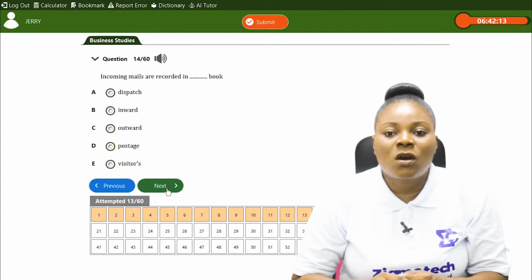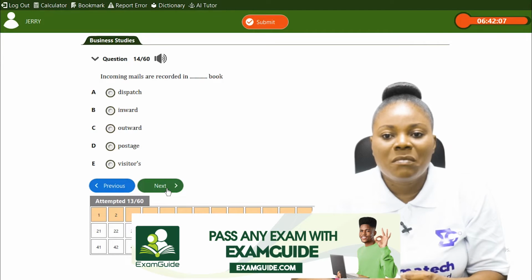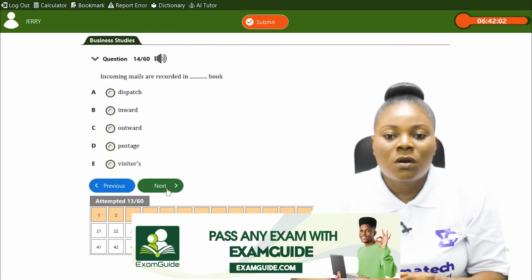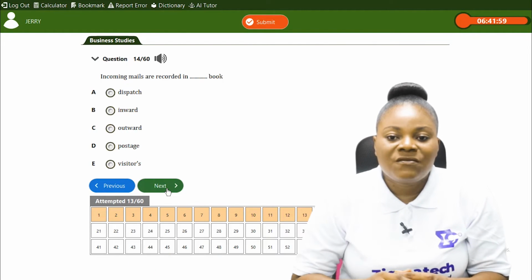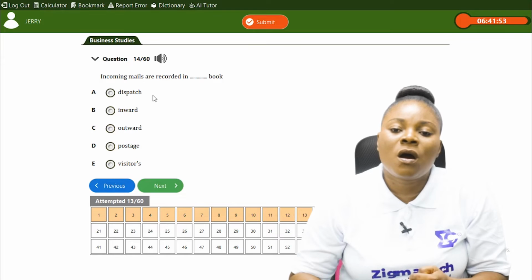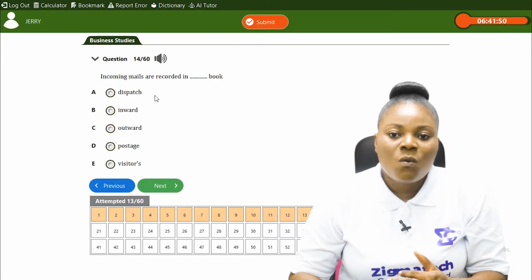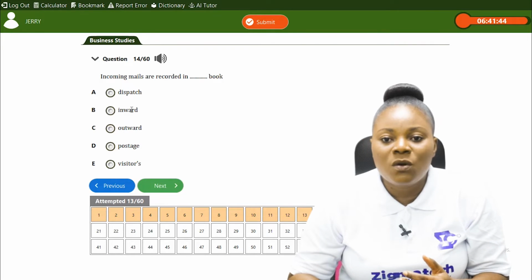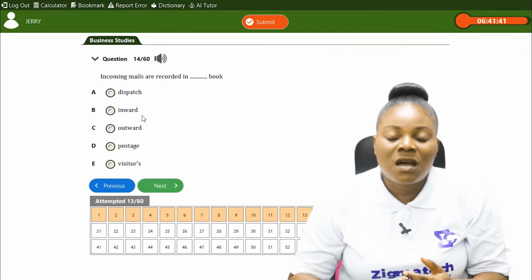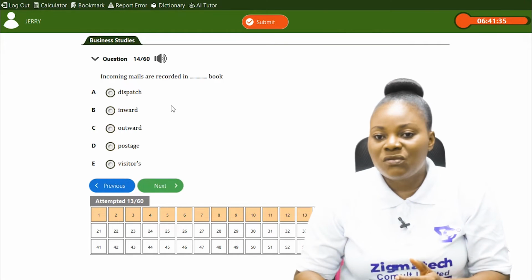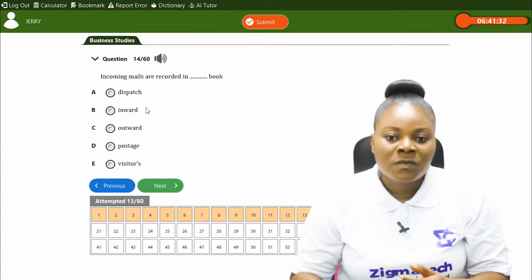Question 14 says incoming mails are recorded in dash book. We have dispatch book, inward book, outward book, postage, and visitors book. The dispatch book is a book where we record letters delivered by hand within an organization. The mail inward book is that book or register that records mails or letters received into the organization.